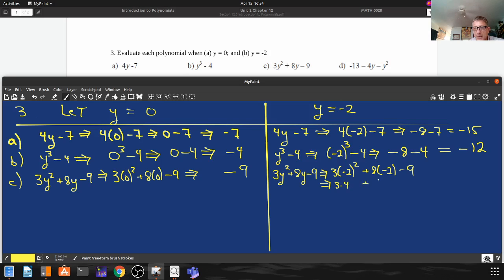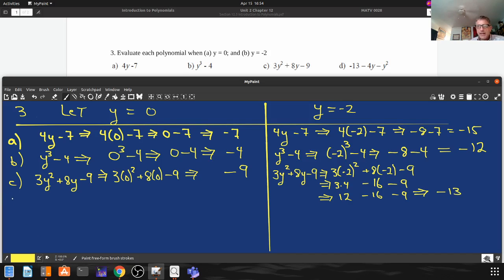Plus 8 times minus 2 is minus 16. So that's a minus right there. And then I'm subtracting minus 9. So 3 times 4 is 12, minus 16, minus 9. That's equal to, well, 12 minus 16 is minus 4, and minus 4 minus 9 is minus 13.